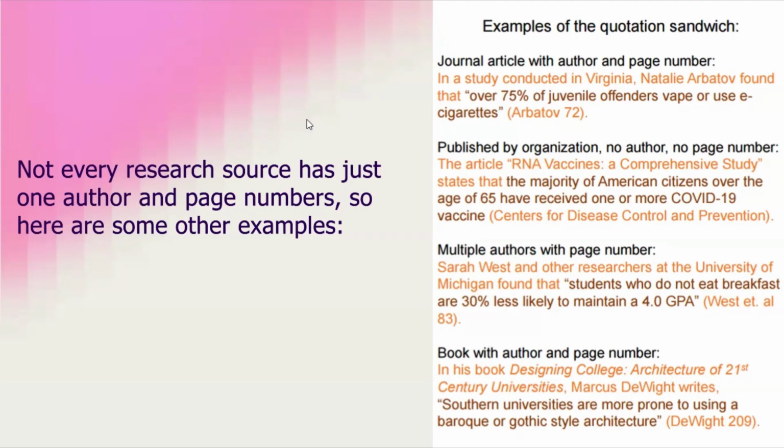This last one refers to a book with an author and with page numbers. You do the same thing you would with an article that has an author and a page number. The only difference is book titles are in italics, whereas article titles are in quotation marks. I'm going to say that again. Article titles, journal article titles, are in quotation marks, and book titles are in italics.